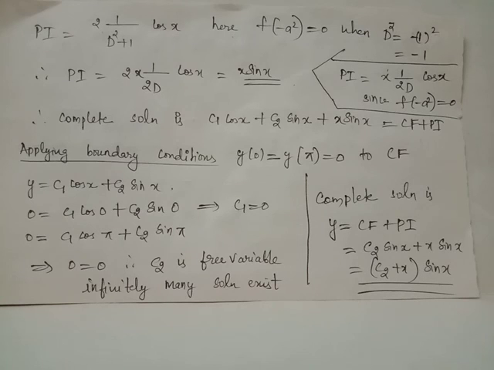When you give these observations in the complete solution expression, we have complete solution equals complementary function plus particular integral, which is c2 sin x plus x sin x, where c2 is a free variable, which can also be written as (c2 plus x) multiplied by sin x, and this is the required extremal.